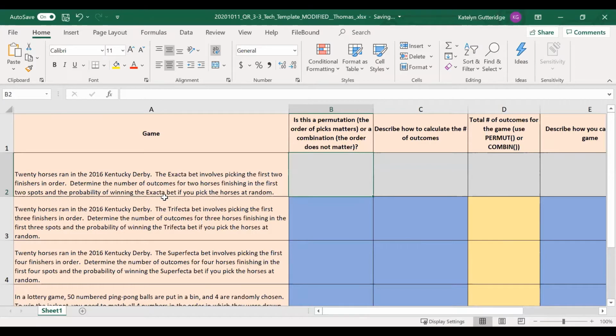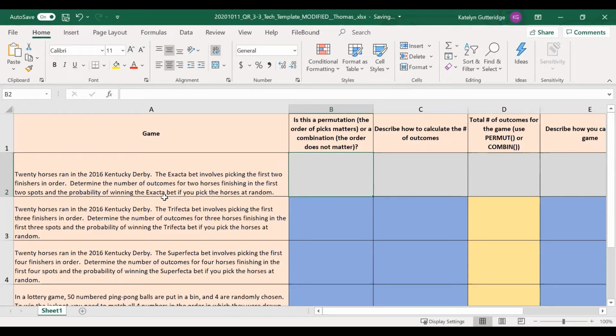A permutation is where the order matters. So if you want to find the probability of someone getting first, someone getting second, and someone getting third, the order matters because it matters who's in first place, who's in second place, who's in third place. So we'd be using a permutation.